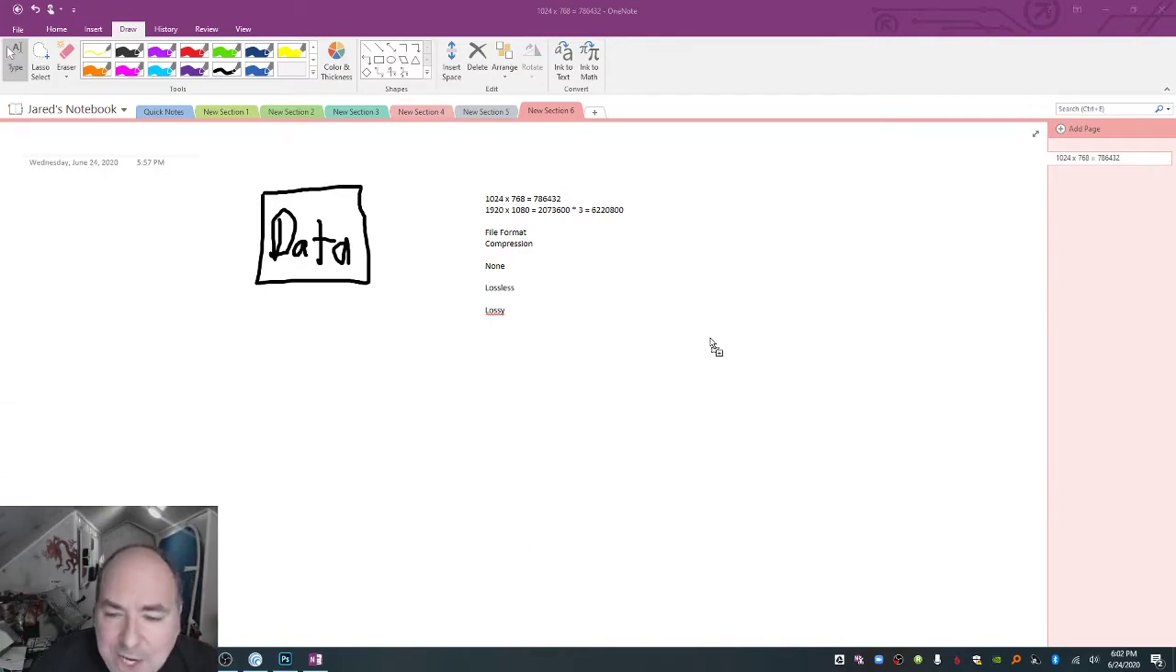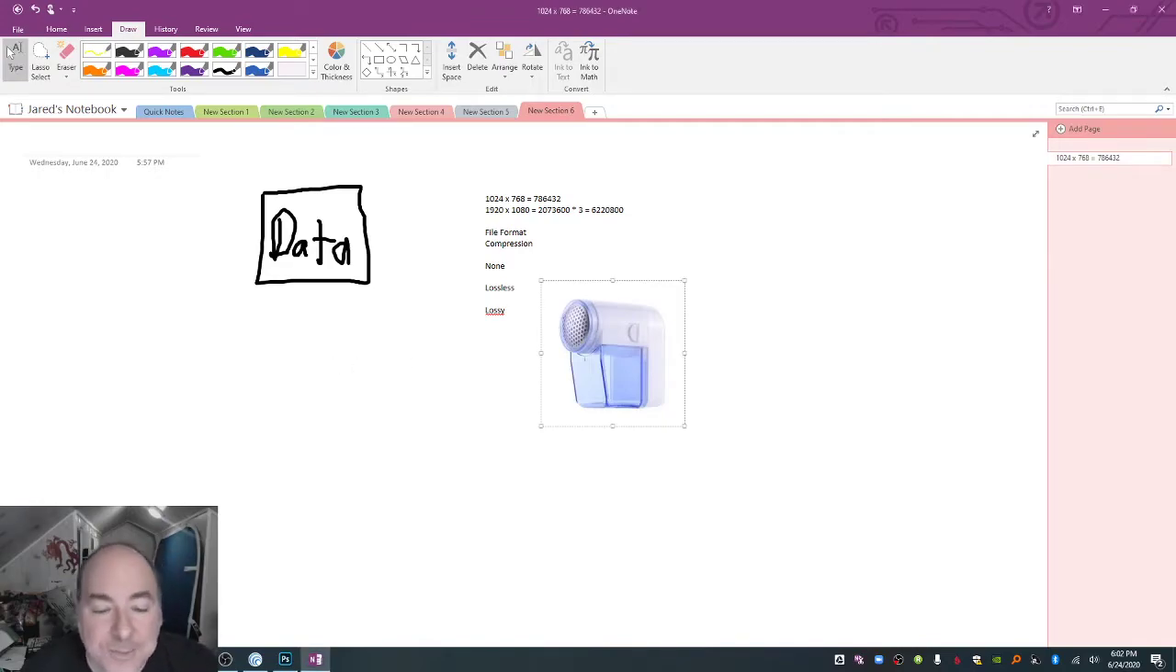this picture. Does anybody know what this is? I love showing this picture because people freak out. Well, at least art students do. It's a sweater shaver. Have you ever got fuzzies on your sweater? Well, you can shave the fuzzies off your sweater.